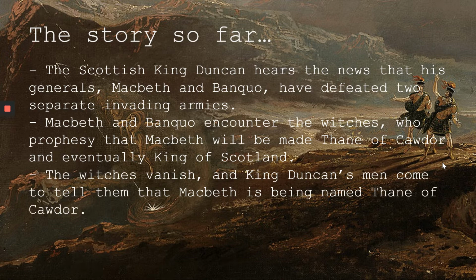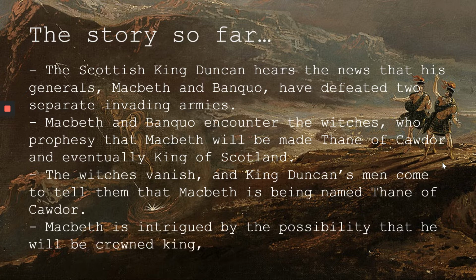The witches then vanish, showing their supernatural powers, and some of King Duncan's men come instead. They tell Macbeth and Banquo that Macbeth is being named Thane of Cawdor as a reward for his success on the battlefield. So, the first of the witches' prophecies has come true almost immediately for Macbeth. And then finally, we see Macbeth's reaction to this. He's intrigued. He's interested in the possibility that he will be crowned king, but he's actually uncertain about what to expect. And the scene ends with him actually not resolving to do one thing or the other.